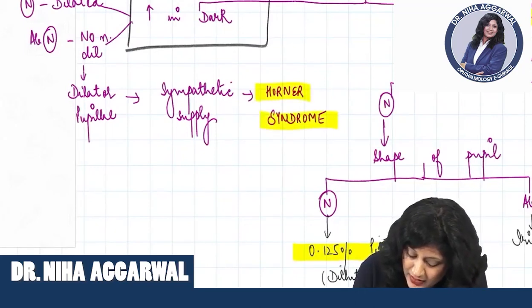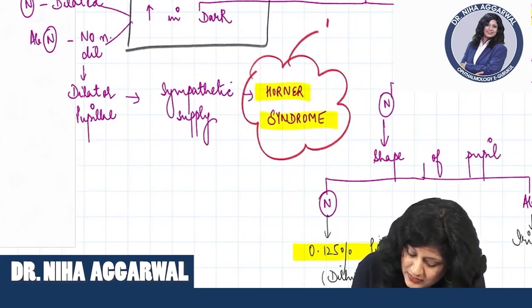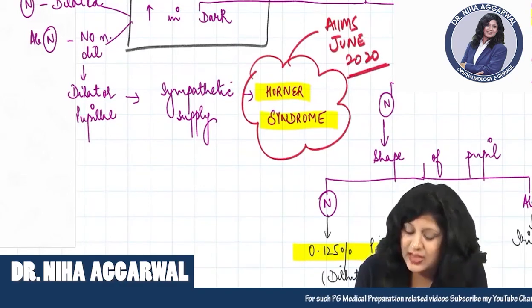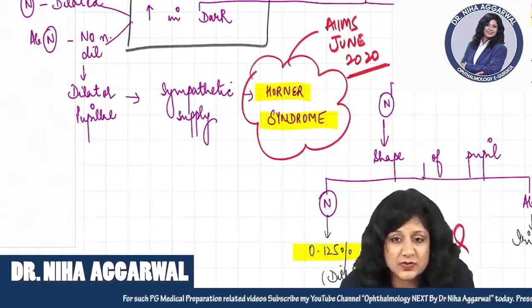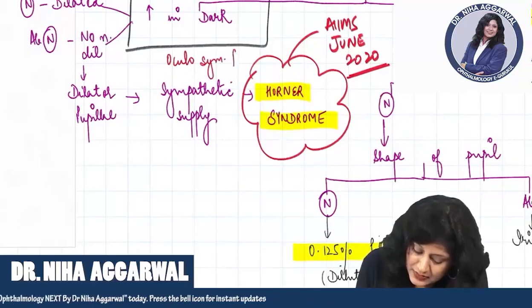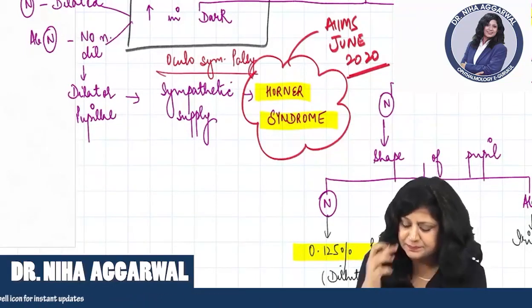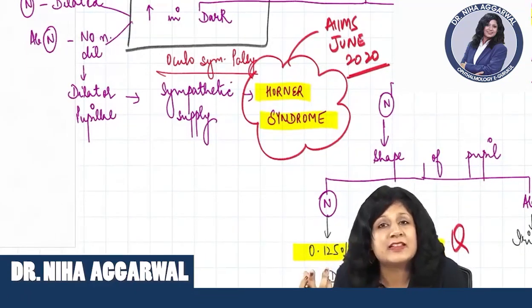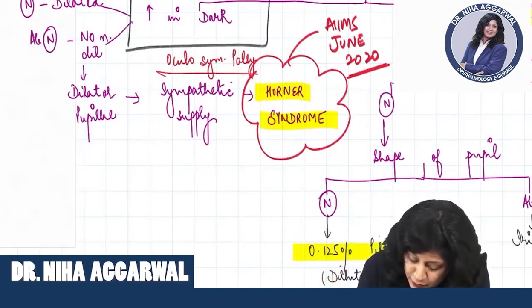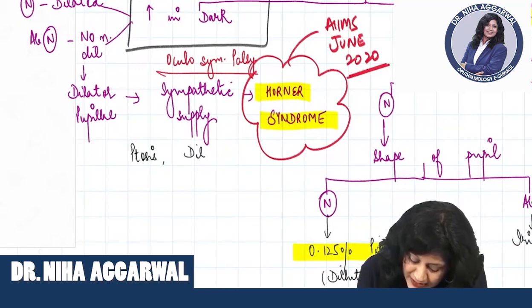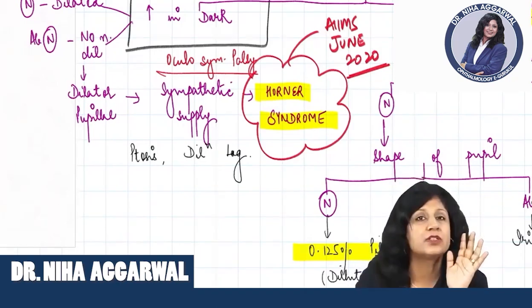Another important thing, this question was also asked in your AIIMS June 2020, that there was an anisocoria that was increasing in the dark conditions. Why? Because it is an oculosympathetic palsy, and therefore, we are suspecting Horner syndrome here. Now, what are the things that you should look for? You should look for the ptosis, and the dilatation lag also, then you will further come to know that this is a case of Horner syndrome only.